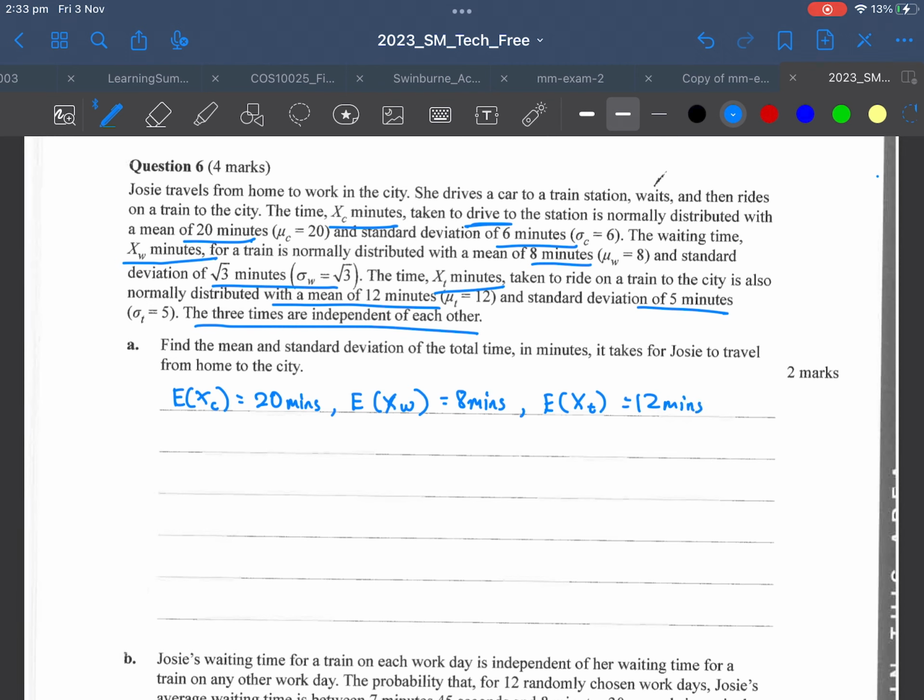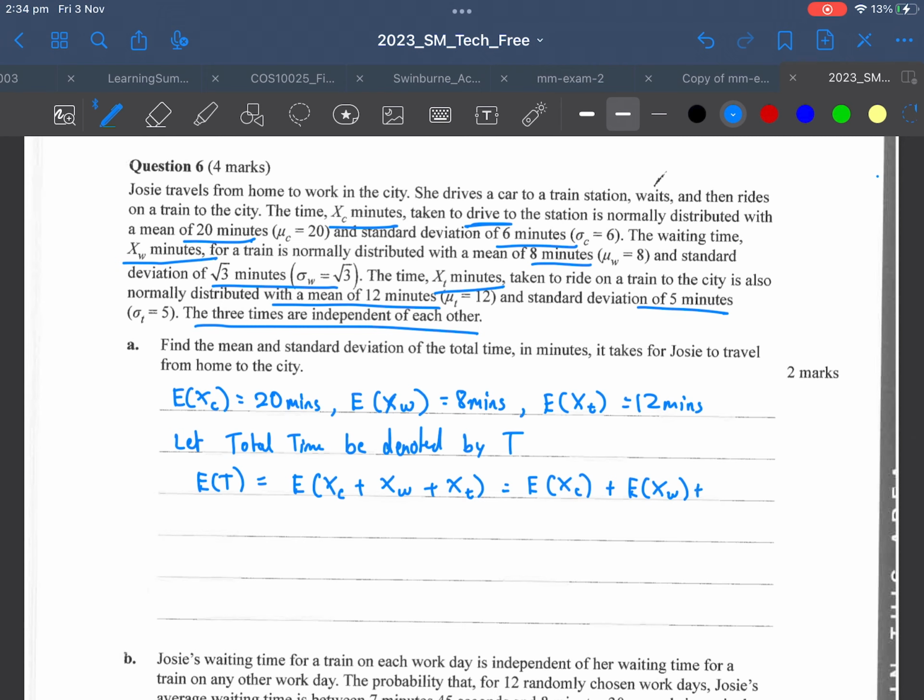So for the total time, let the total time be denoted by t. E of t is just going to be E of xc plus xw plus xt, which would be E of xc plus E of xw plus E of xt, which would just be 20 plus 8 plus 12, so that will be 40 minutes. So E of t will thereby be 40 minutes.